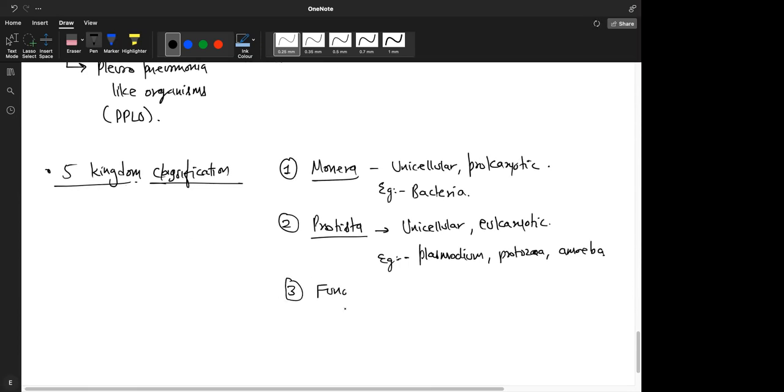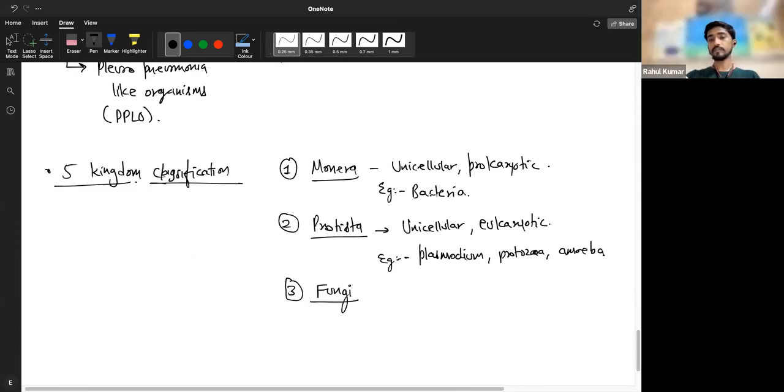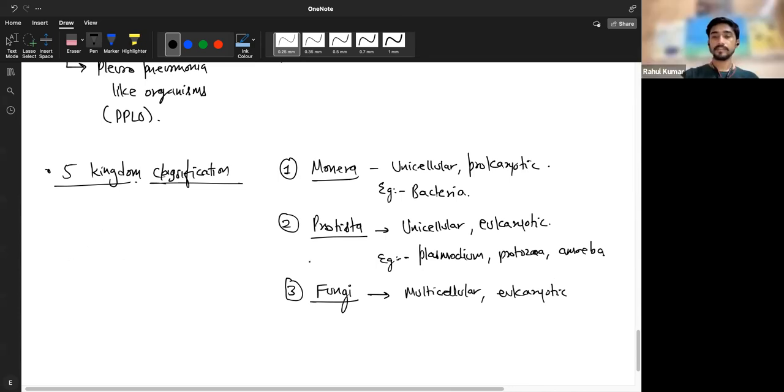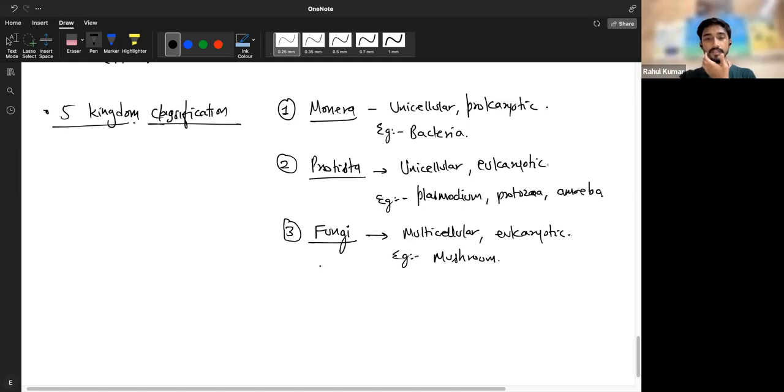Then the third kingdom is fungi. Now you understand fungi is different from bacteria and prokaryotes. It is the third kingdom. Fungi is mostly multicellular and eukaryotic. But the only exception where there is a unicellular fungi is yeast. All other fungi are multicellular. You know, the mushroom that we eat is also a fungi. So it's multicellular and eukaryotic. Example is mushroom. You can write here that yeast is an exception. It is the only unicellular fungi.